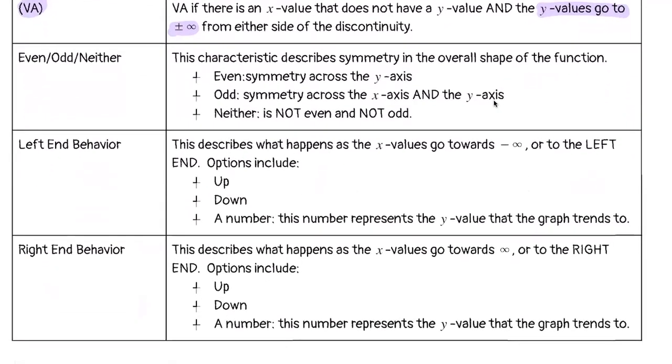Finally, we're going to take a look at the shape, and by shape, we're going to look at symmetry, okay? So symmetry, we can talk about in a few different ways. Symmetry can happen across the y-axis, and if a function is symmetrical about the y-axis, we call that an even function. If a function is symmetric about the x-axis and the y-axis, then we call that odd. And if it's not even and it's not odd, then we just say it's neither. There's no special name for that, okay?